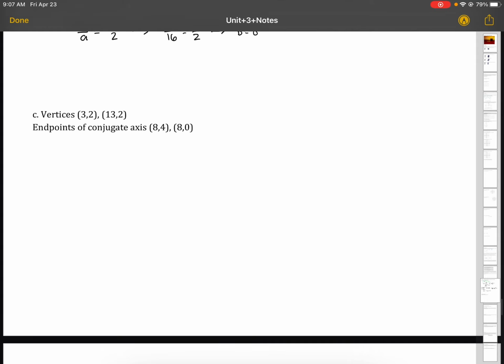And so last is, if you're given vertices of (3, 2) and (13, 2), and the endpoints of the conjugate axis are (8, 4) and (8, 0), we need to write the equation.